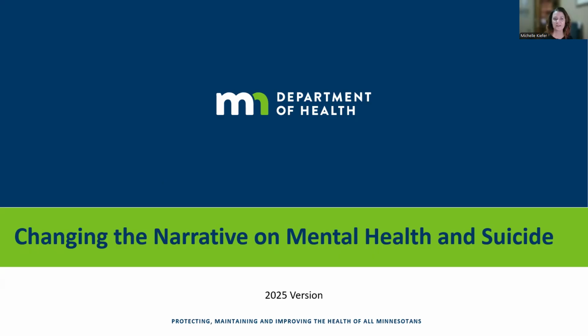Changing the Narrative is all about helping people have the language to say that they need help, that they are sad, that they are thinking of taking their life. And then on the other side of it, it helps us hear those words and know how to have a conversation with them. So in Changing the Narrative, if you can go to the next slide, please.